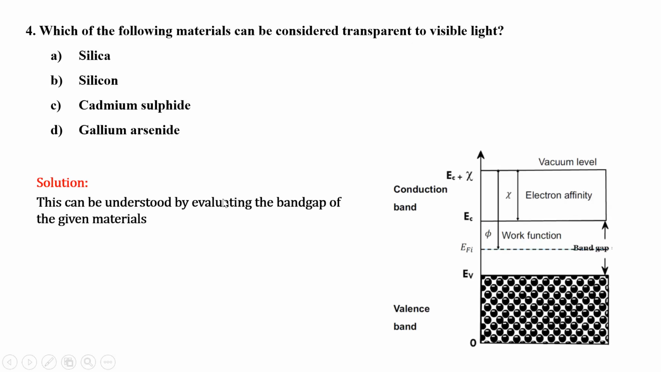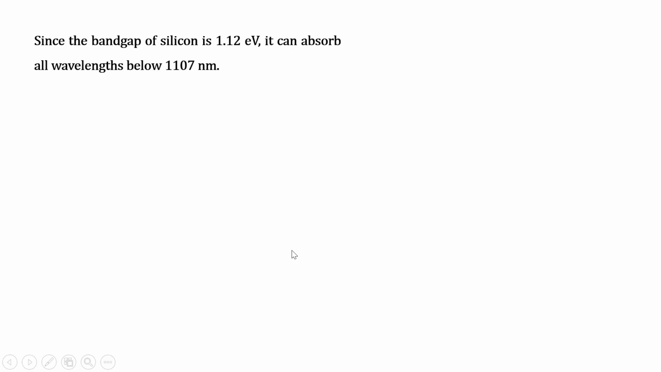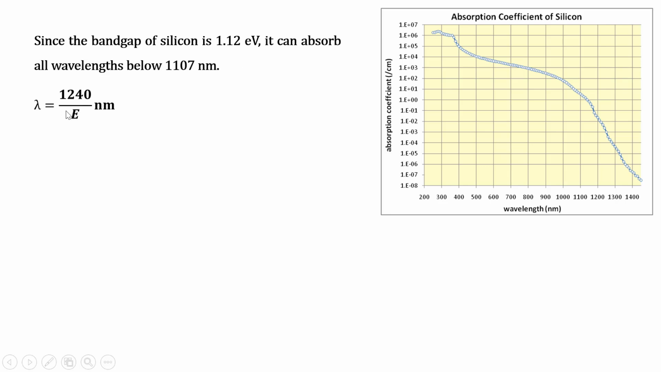So the band gap for silica is 7.5 to 9.6, silicon is 1.1, cadmium sulfide is 2.42, and gallium arsenide is 1.42. For silicon it is 1.12. An easy way of finding which wavelength can be transmitted and which cannot, whatever band gap value is given, is to divide 1240 by it. This is basically the relation E is equal to hc by lambda, where hc in nanometers is 1240.